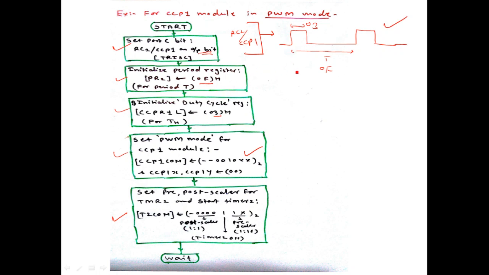Now if you want to change the duty cycle, you can change this count anytime. Simply by changing the content of this particular register, the duty cycle of this output waveform can be varied. Otherwise the duty cycle of this output waveform will remain constant.